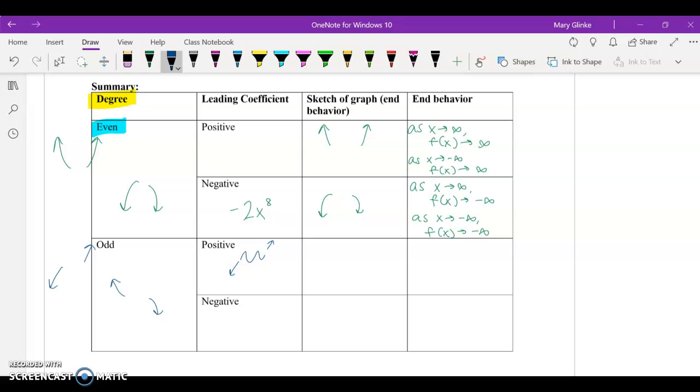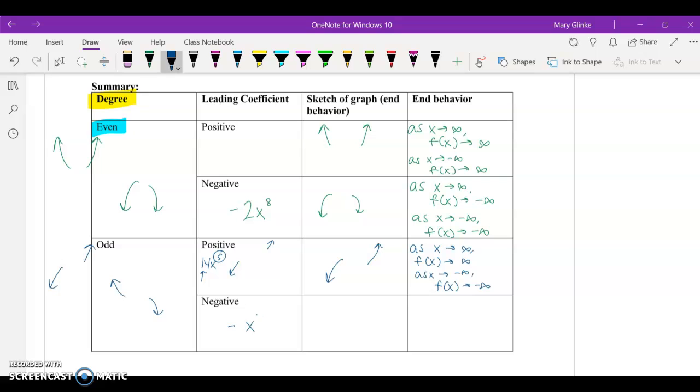We don't know how many bumps there are in the middle, but we know on the left and the right, your graph is going to look something like this if you have something like 14x to the 5th. It's a positive out in front and an odd degree. So your graph looks like this, which means as you go to the right, your graph is pointing up. And as you go to the left, my graph then is pointing down for this one.